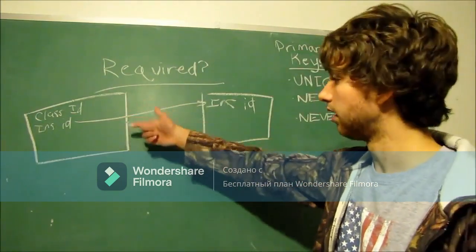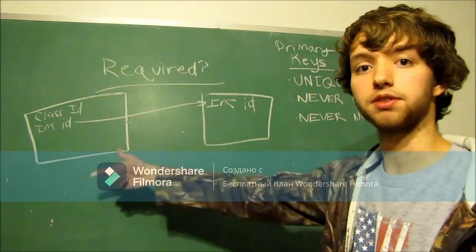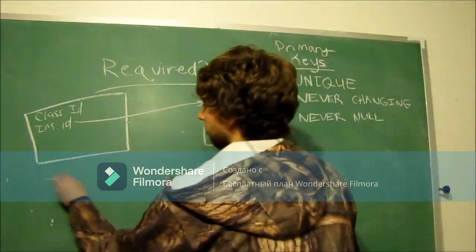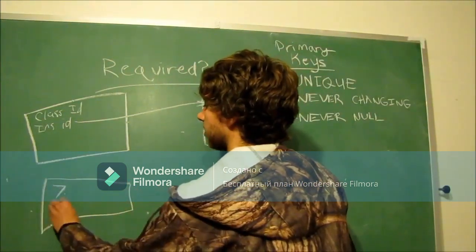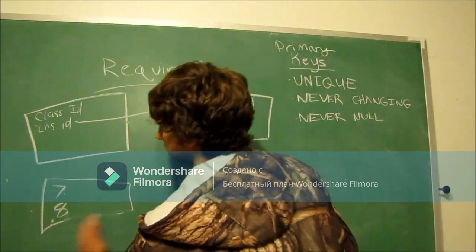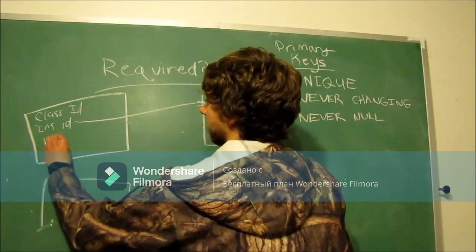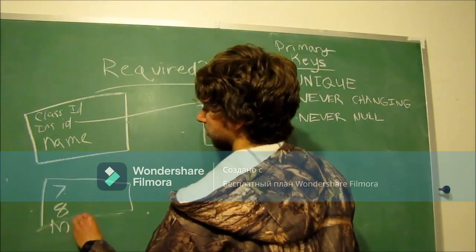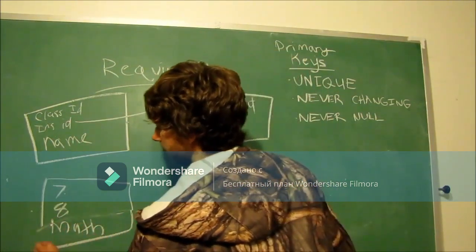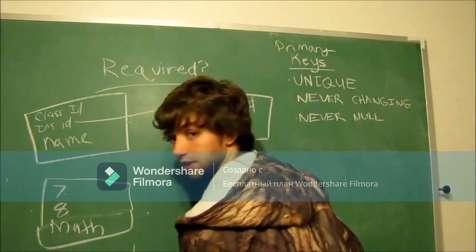Now, what kind of values is this going to accept? Let's give some examples. Let's say we have a row with the class ID 7, the instructor ID 83, and we'll add a column for the name of the class. It's math. And then we could have another value within here.